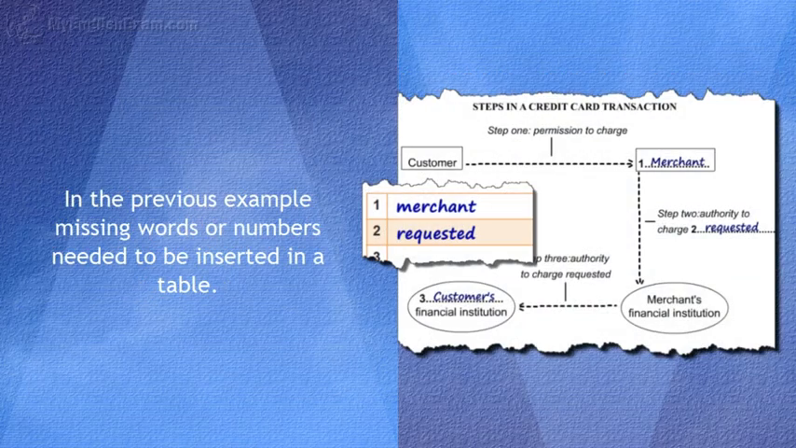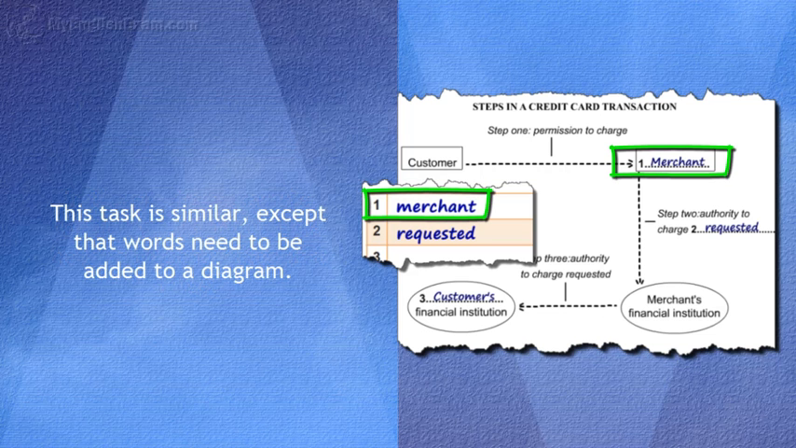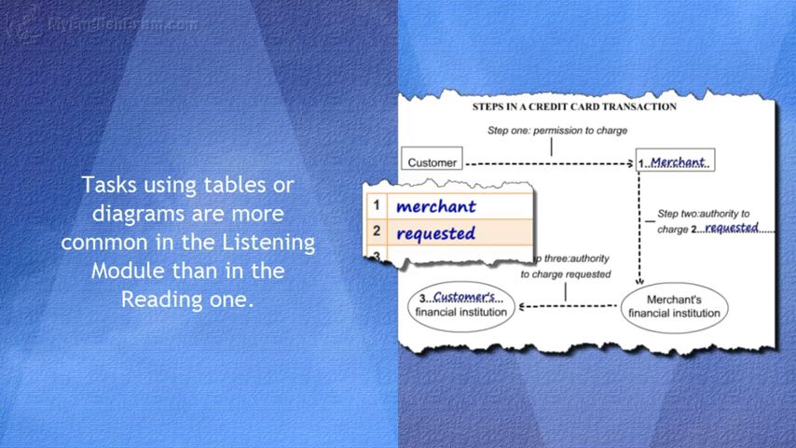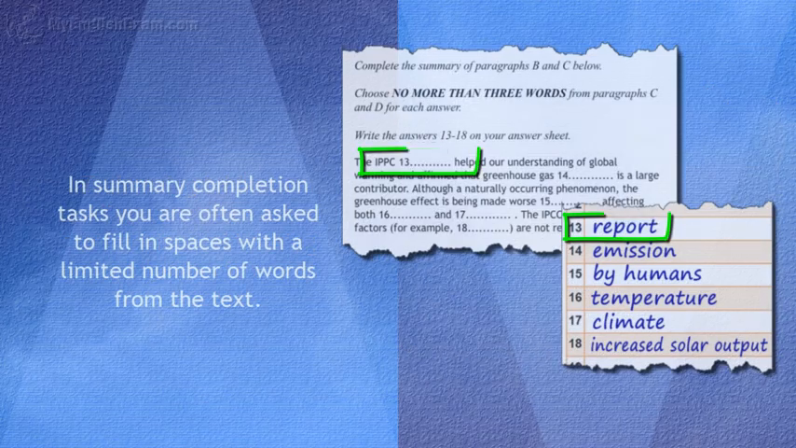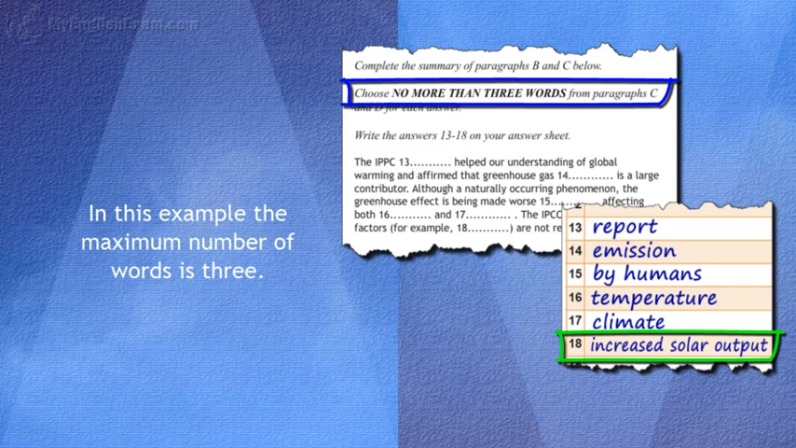In the previous example, missing words or numbers need to be inserted in a table. This task is similar, except that words need to be added to a diagram. Tasks using tables or diagrams are more common in the listening module than in the reading one. In summary completion tasks, you are often asked to fill in spaces with a limited number of words from the text. In this example, the maximum number of words is 3.